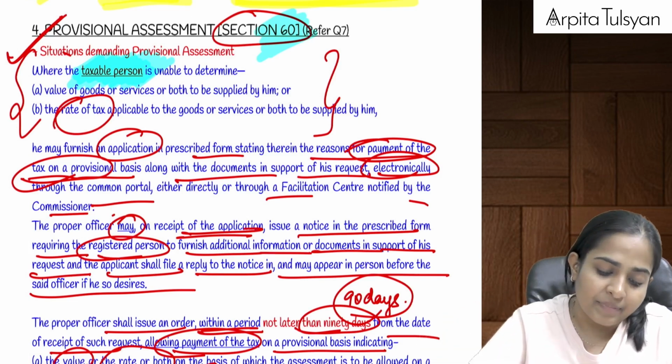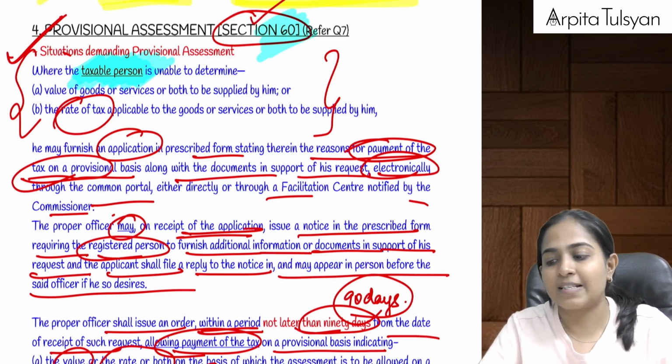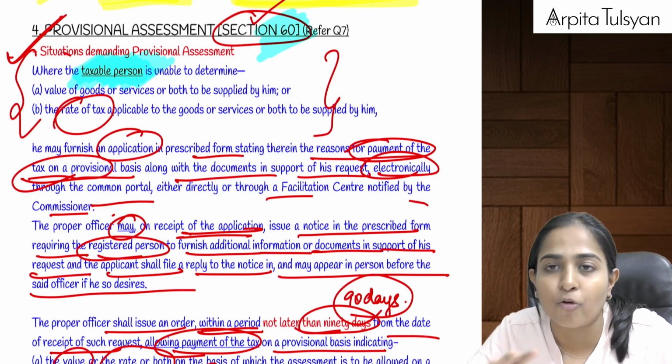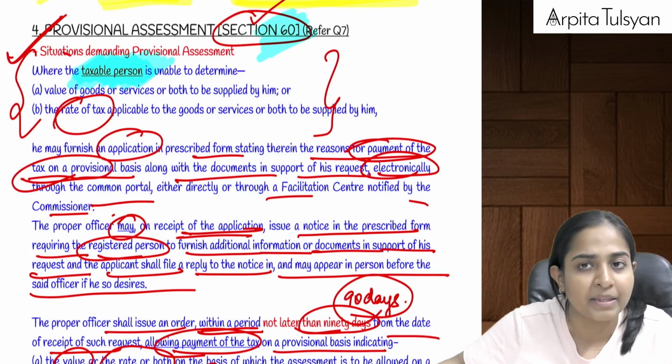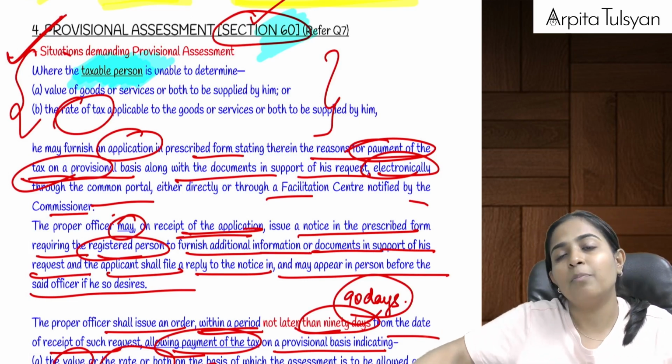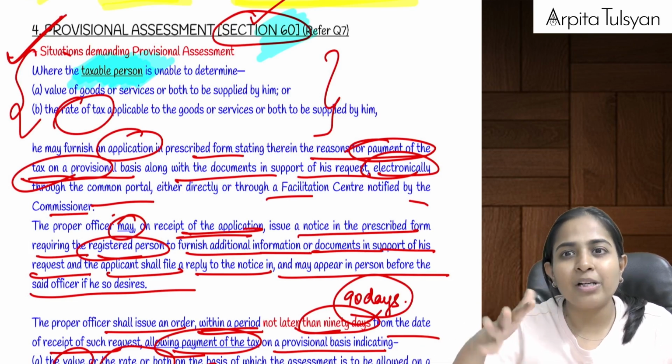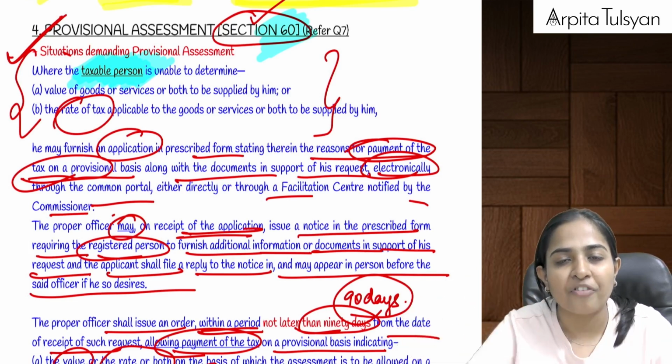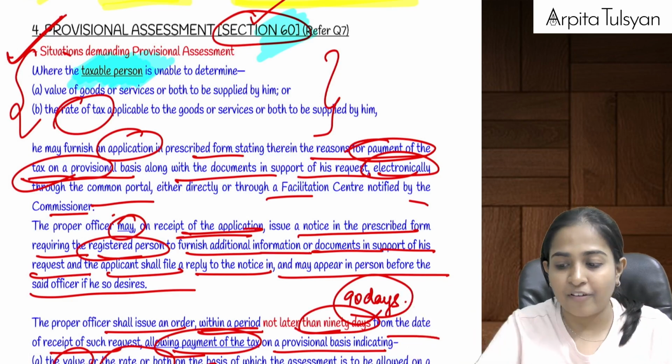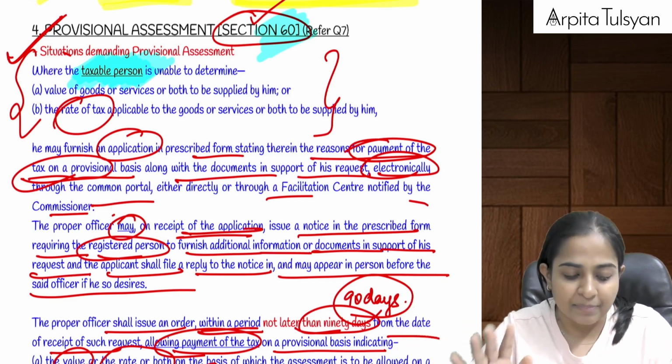Now, the next type of assessment which is applicable here is provisional assessment, which is something important. What do you mean by the term provisional assessment? Provisional means something before final. It is not final, but it is something before final.